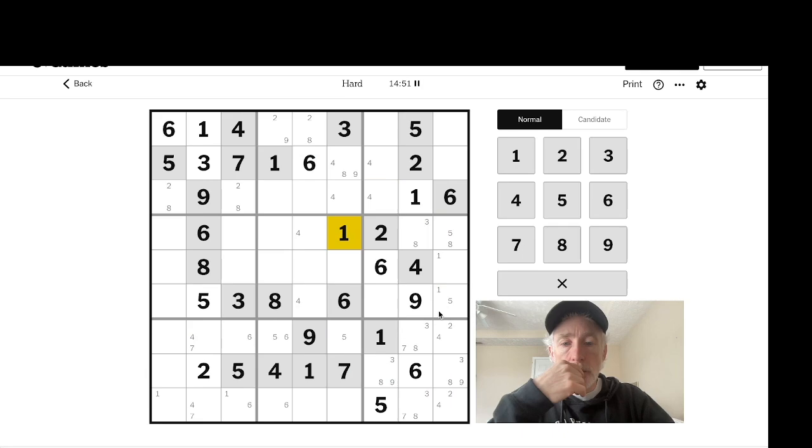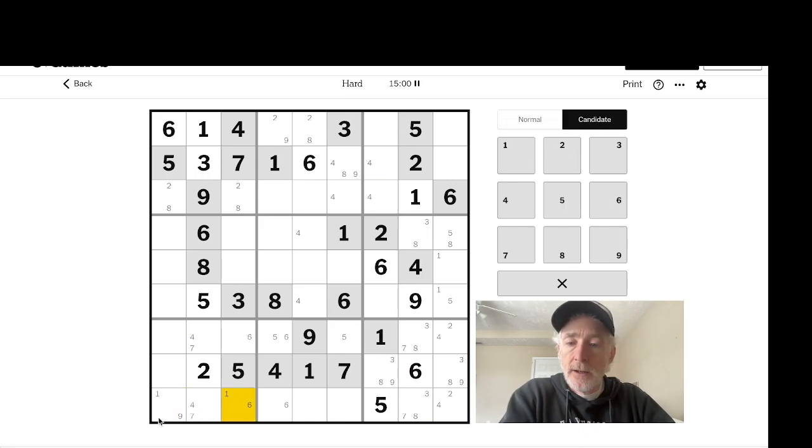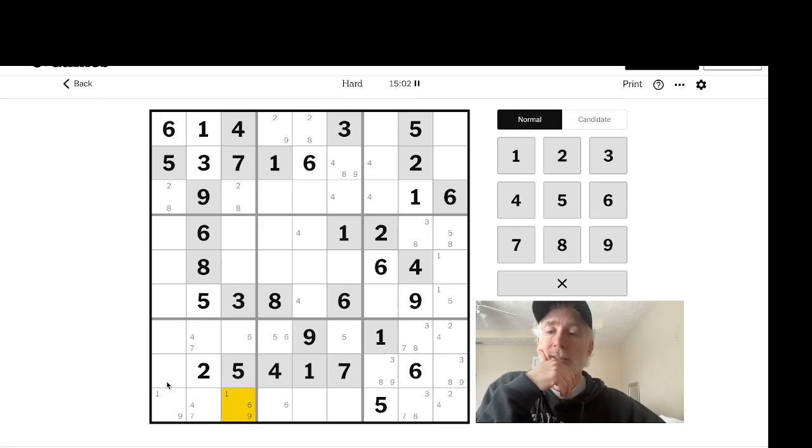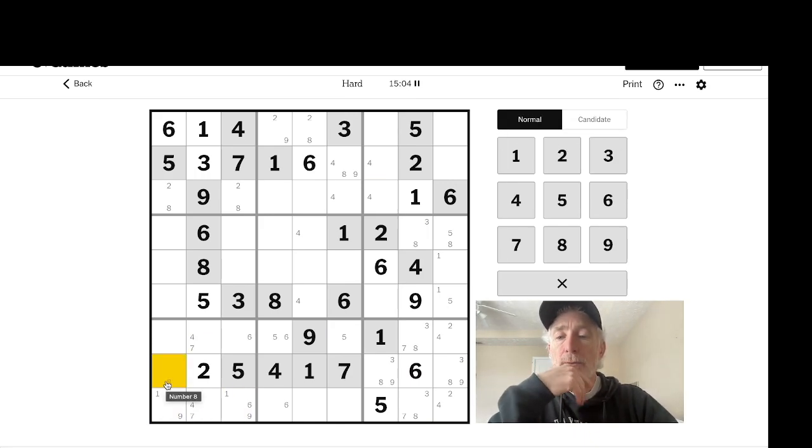Oh. All right, so 9 points here. So now 9 has to be in one of those two cells. So now what's this? We need a 3, 8, and 9. So this can no longer be a 9. It can only be a 3 or an 8.